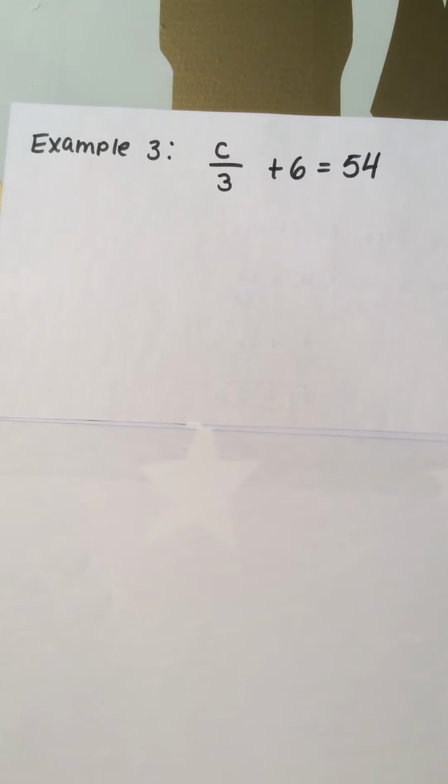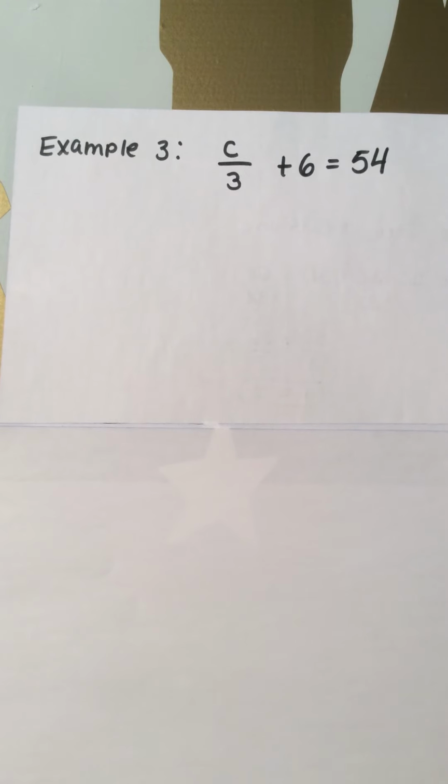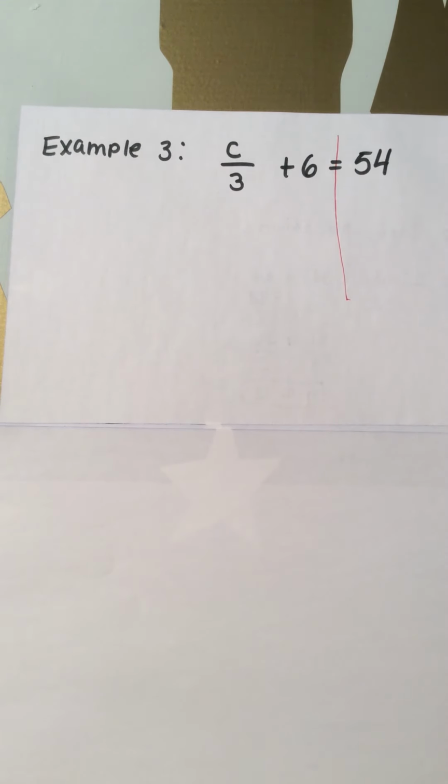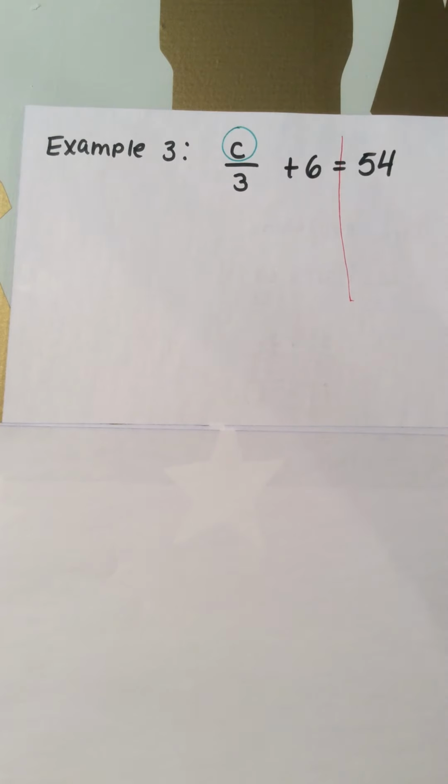So we're going to example 3. I know I'm shifting a lot of papers here. Example 3. C/3 plus 6 equals 54. Draw that line down the equal sign. Circle the variable. Now, one thing that's scary about this one is there's division. C is being divided. We don't like division. We get kind of scared with fractions. Don't worry, we'll get through it, okay?